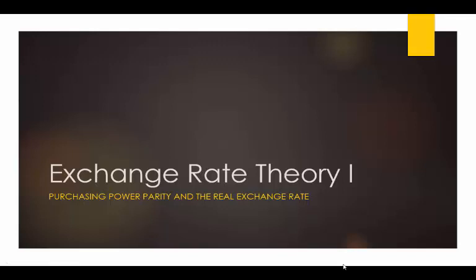This lecture begins our coverage on exchange rate theory. Our focus here will be introducing the concepts of purchasing power parity and the real exchange rate.